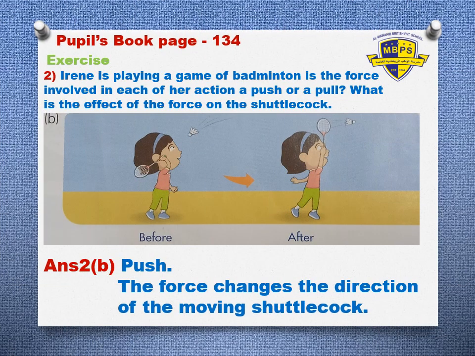Okay, grade 2. When Irene started to play badminton, she was holding the racket in one hand and a shuttlecock in the other hand. So when she applied the force push, the shuttlecock started to move. Okay, so what happened after that? When she applied the force push, the shuttlecock starts moving.